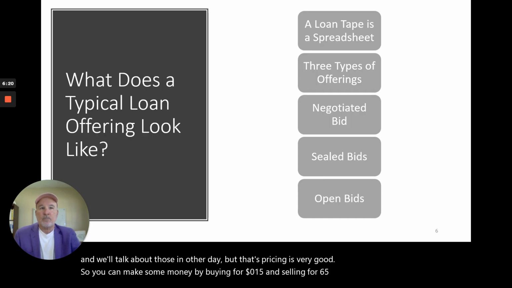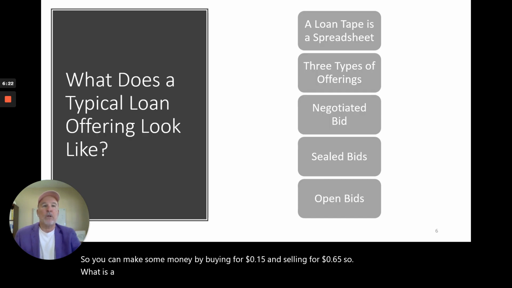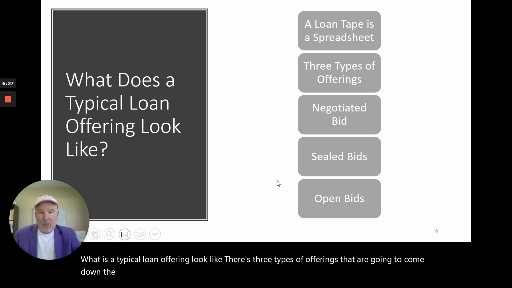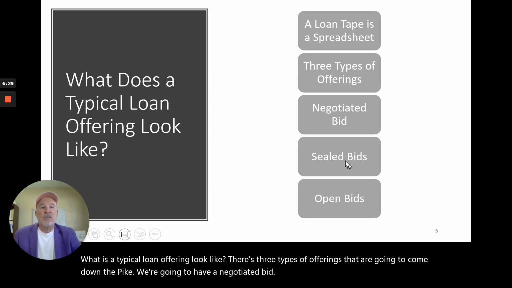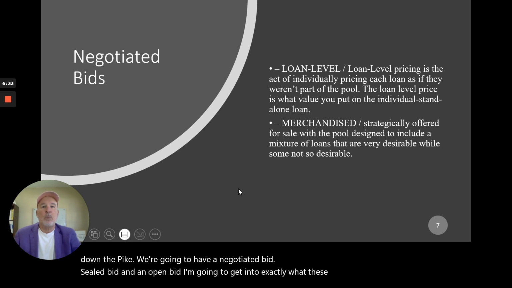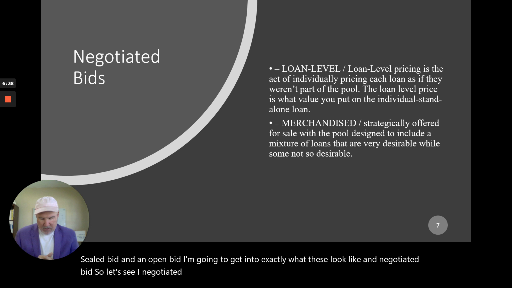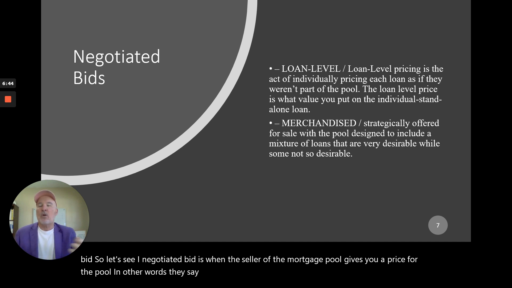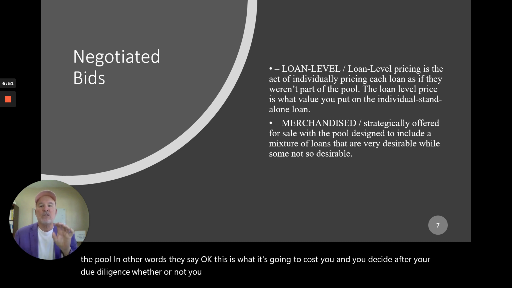So what does a typical loan offering look like? There's 3 types of offerings that are going to come down the pike. We're going to have a negotiated bid, a sealed bid, and an open bid. I'm going to get into exactly what these look like. A negotiated bid is when the seller of the mortgage pool gives you a price for the pool. In other words, they say, okay, this is what it's going to cost you, and you decide after your due diligence whether or not you want to buy this pool.